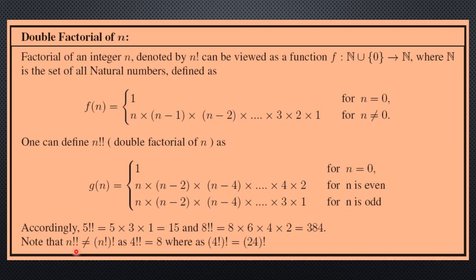But n double factorial is not equal to n factorial of factorial. That is not possible. 5 double factorial is not equal to 5 factorial of factorial. Reason: 4 double factorial means 4 into 2, that is 8. But 4 factorial of factorial means 24 and then again factorial. So 24 factorial is very much greater than 4 double factorial. So note it, this is one of the additional cases. But there are no problems like this. We just note it for one word answers.